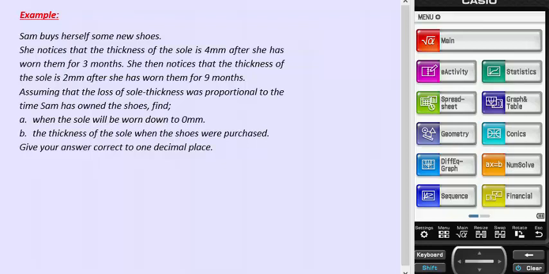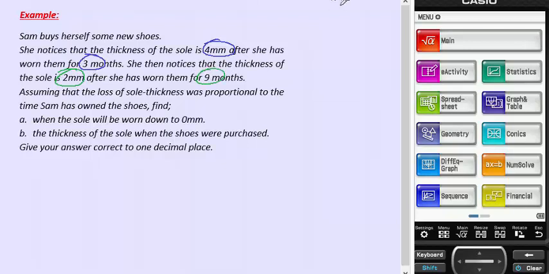Here we've got a question where we need to find the equation of a line and then answer a few questions about it. So let's start having a look. First of all, we've got a sole thickness of 4 millimeters after 3 months, and then a sole thickness of 2 millimeters after 9 months.